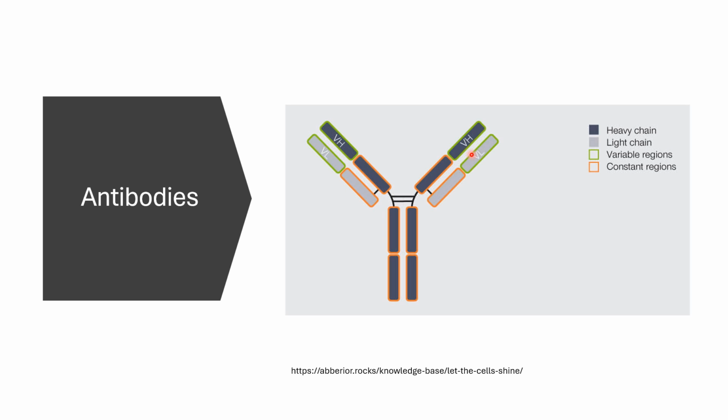The variable region of the heavy chain and the variable region of the light chain together form the antigen binding domain. It is this part of the antibody which recognizes and binds the target structure, the epitope, hence determining the antibody specificity.